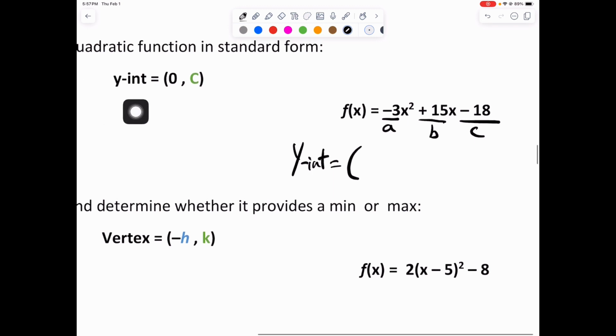All right, so y-int equals 0, comma, c. Well, we're just going to do our 0. Our comma and our c value is, yes, -18. Wonderful work. Close it, and you are good to go.